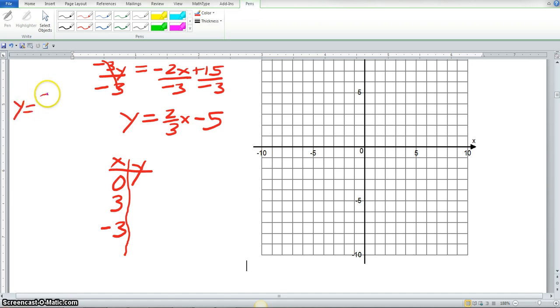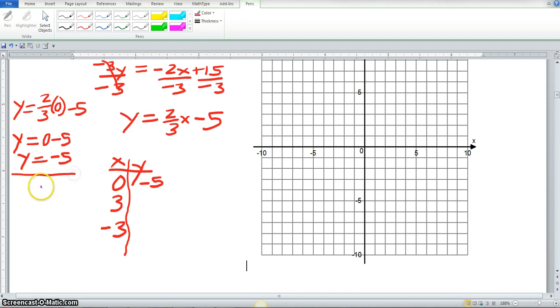We would take, and I'm going to write this off to the side, y is equal to 2/3 times 0 minus 5. We know 2/3 times 0 is 0, so y is equal to 0 minus 5, which is a negative 5. Now, that is our first substitution. Now we go for our second substitution. We would take the same equation, but this time we're going to substitute in 3 for x. So now we will have y is equal to, these 3's will simplify out and leave 2, minus 5. So y is equal to a negative 3.